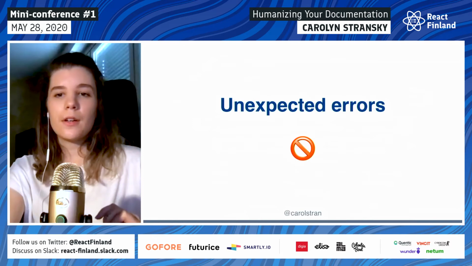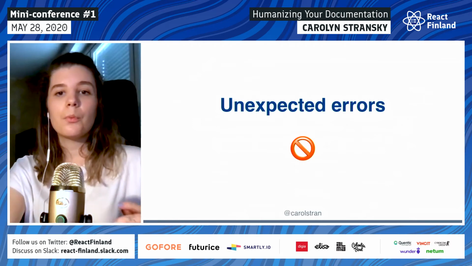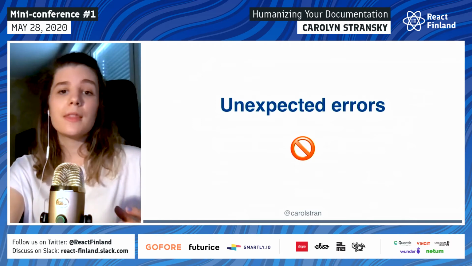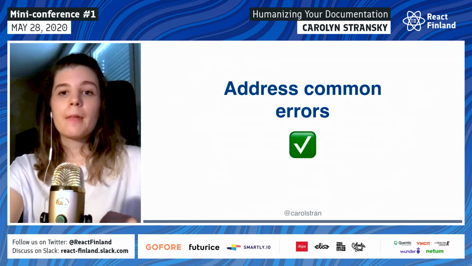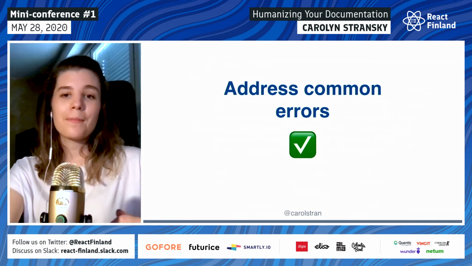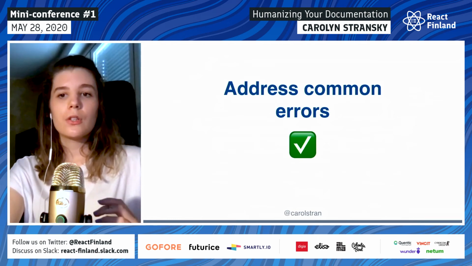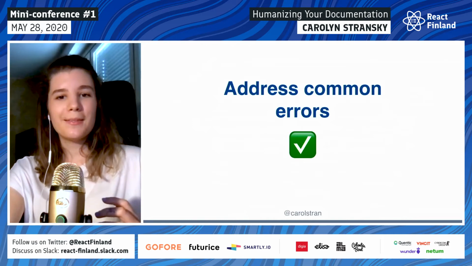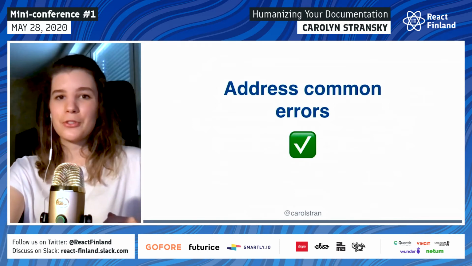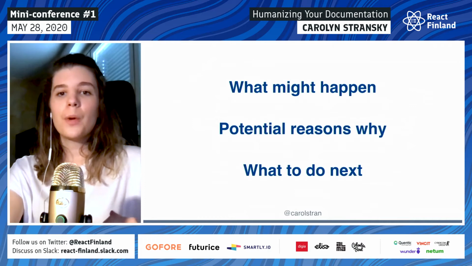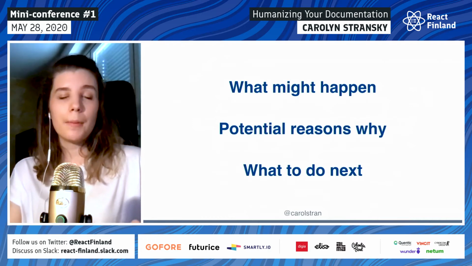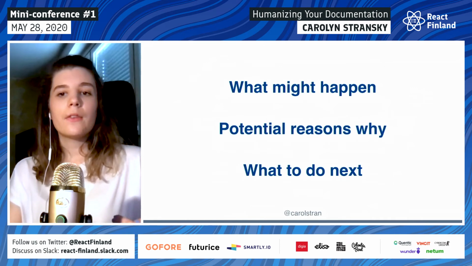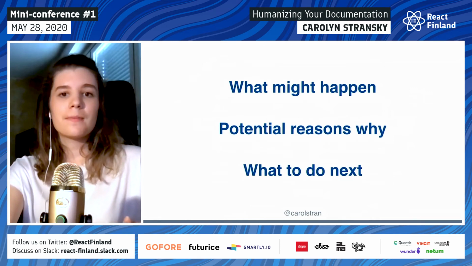Unexpected errors are another common issue people face. And while we can't necessarily prevent this through our documentation alone, we can make it better by considering and addressing common errors if you know them. So this helps reassure users that mistakes happen, and it provides options for troubleshooting. So when you're writing about these errors, you want to try to explain what might happen and why, and then tell the reader what to do next.